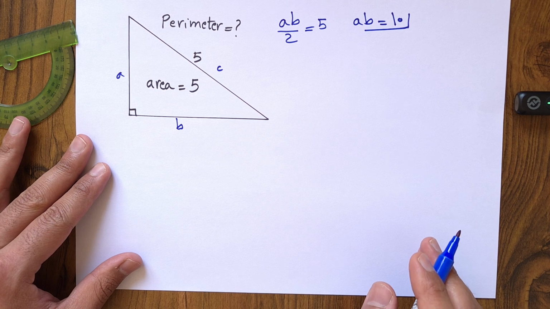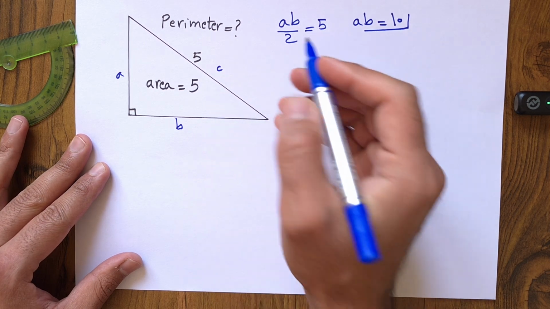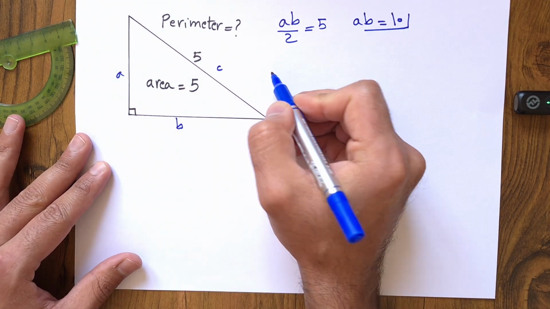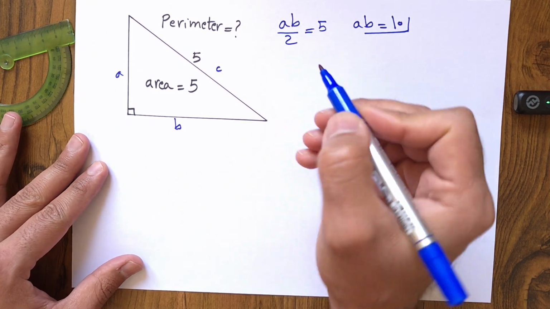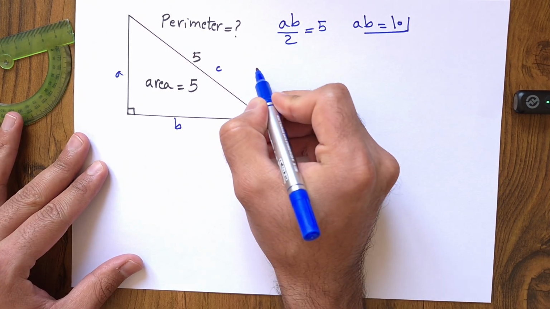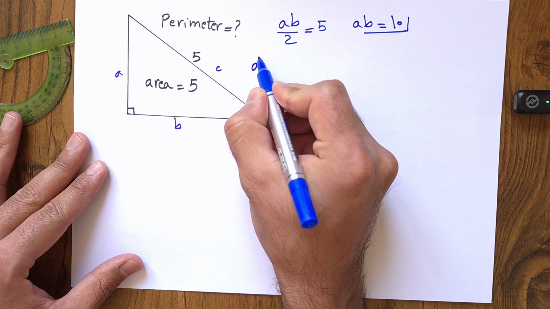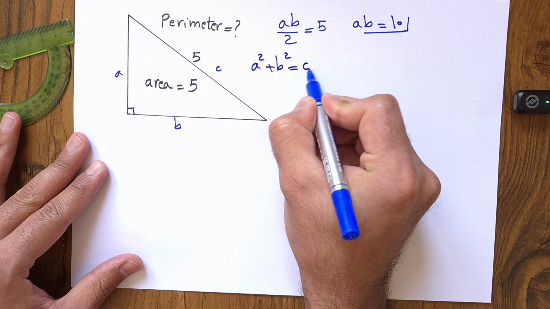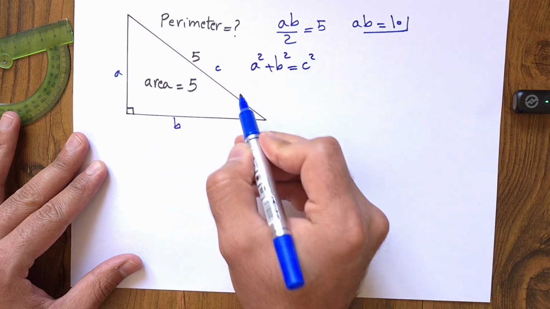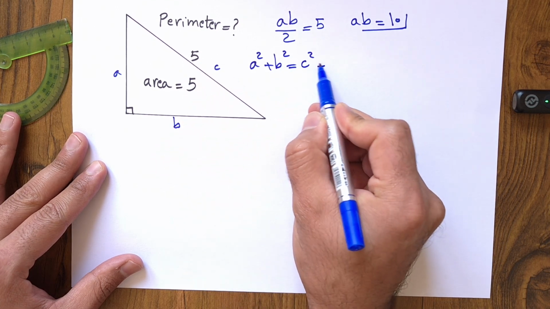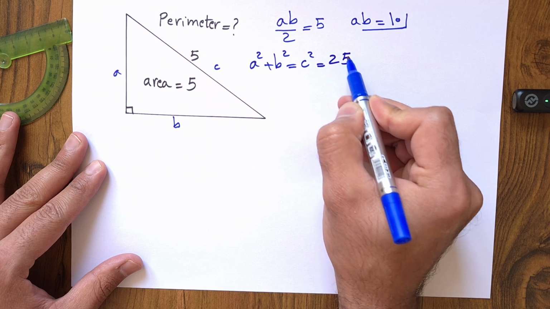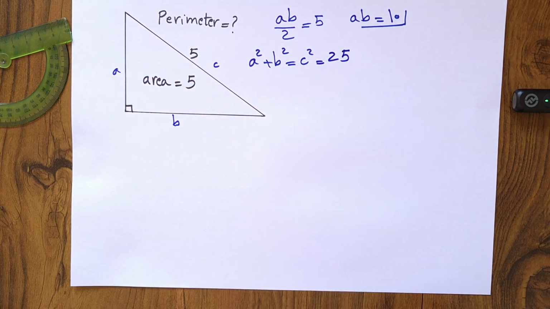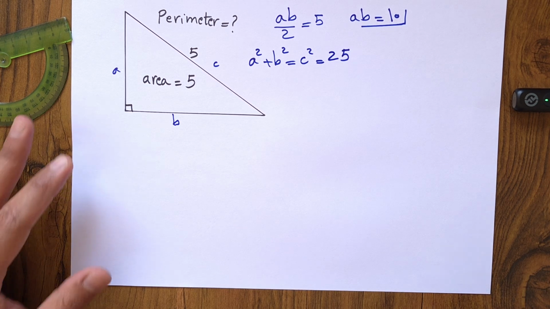Okay, so we have also the hypotenuse here. So let's write down the Pythagoras theorem. A squared plus B squared equals C squared, right? C we have here, which is 5, so C squared is 25. A squared plus B squared is 25. So this is all we know about this puzzle.